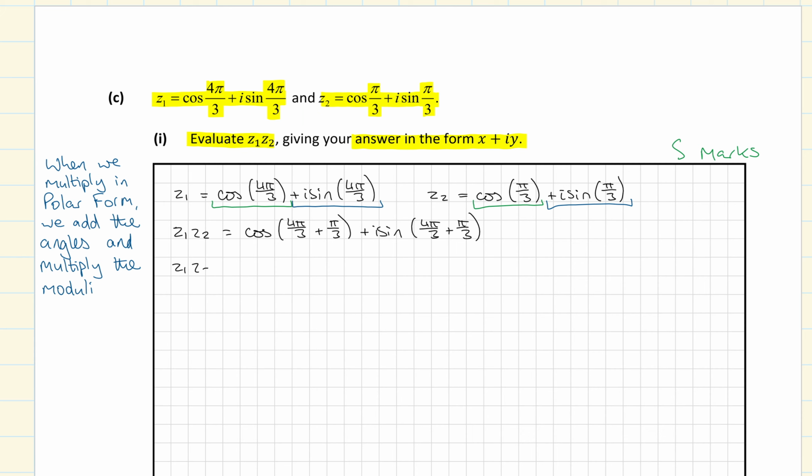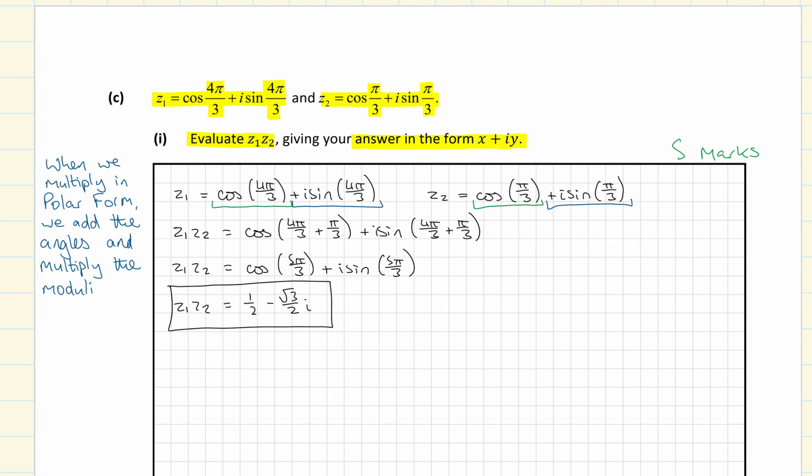So Z1 by Z2 then will be cos of 5 pi over 3 plus i sine 5 pi over 3. And now just a bit of calculator work, make sure you're in radians. You're going to evaluate cos of 5 pi over 3, which will give you back a half, and then sine of 5 pi over 3 will give you back minus root 3 over 2, times i. And that's that question answered for 5 marks.